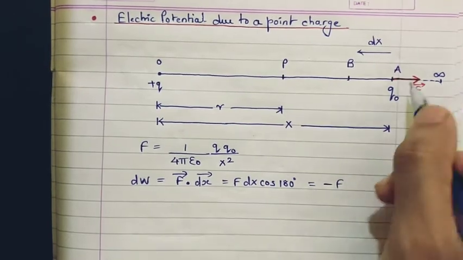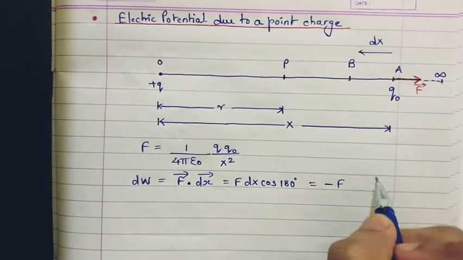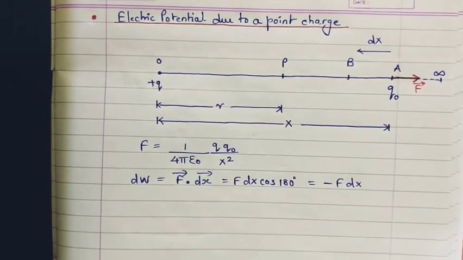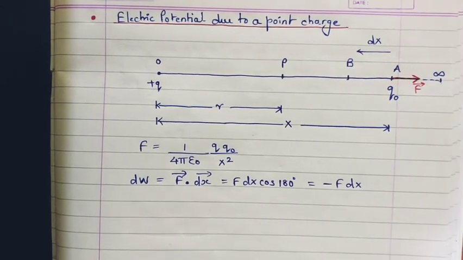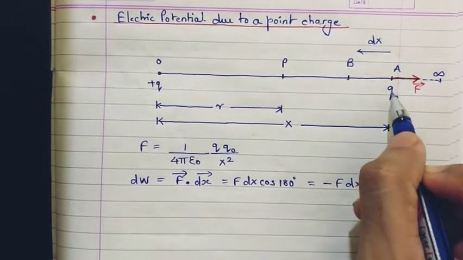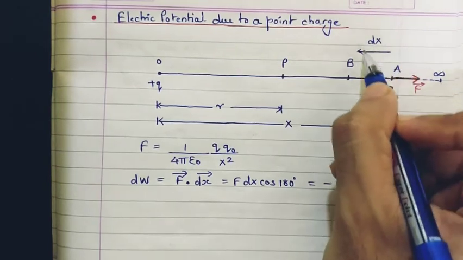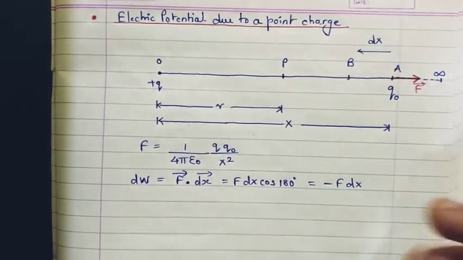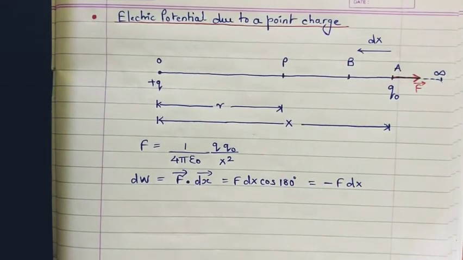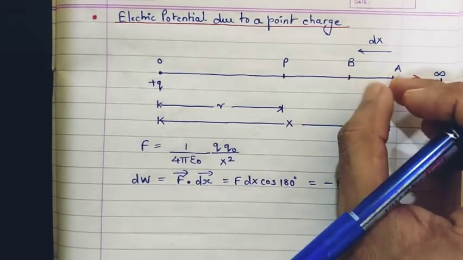That is the work done by the electrostatic force as negative F dx. This is going to be your small work done in moving the test charge Q naught from A to B through a displacement of dx against the electrostatic force. So this is a small work done moving from here to here.